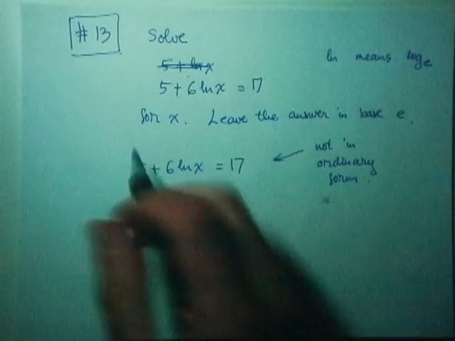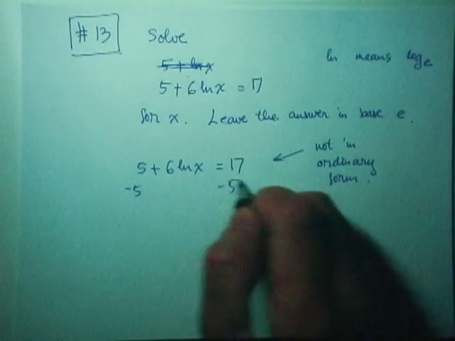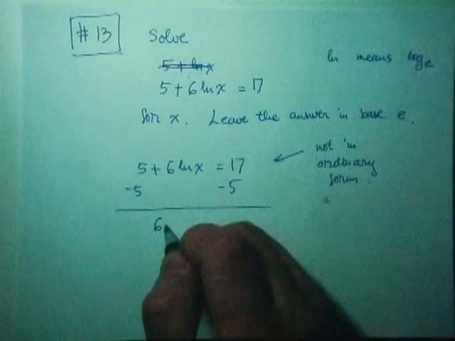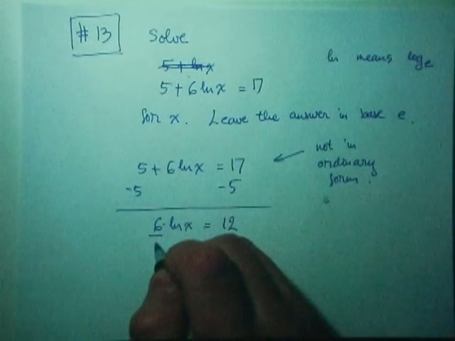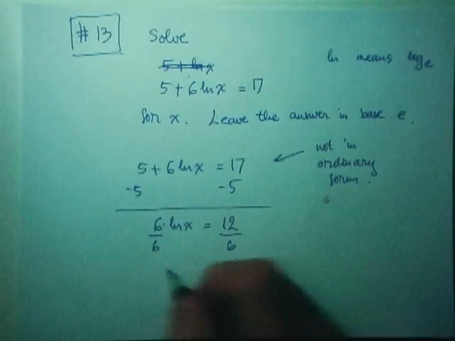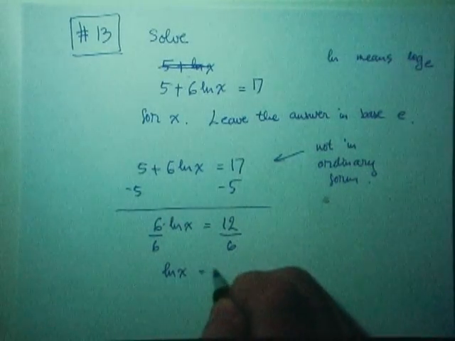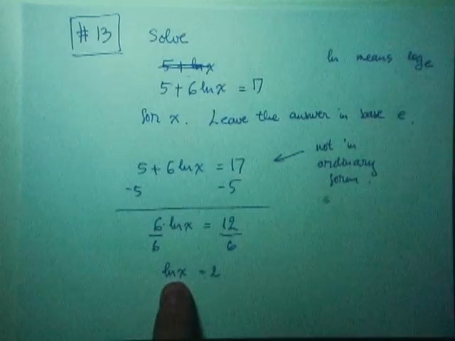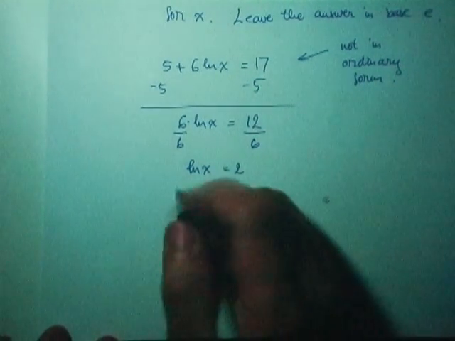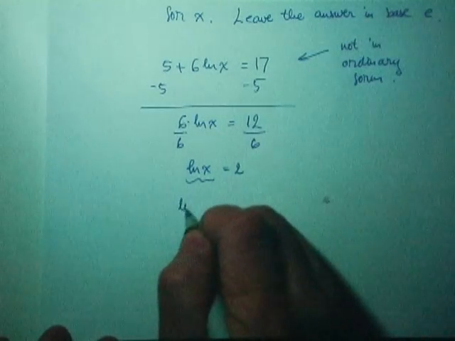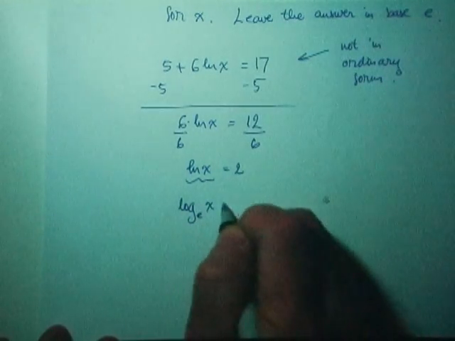Okay? So what I need to do is subtract 5 from both sides and bring that to 6 times natural log of x equals 12, and I'm dividing 6 from both sides, and that gives me natural log of x equals 2. And at this point, my equation is in ordinary form. Now you can think of that equation as log base e of x equals 2.